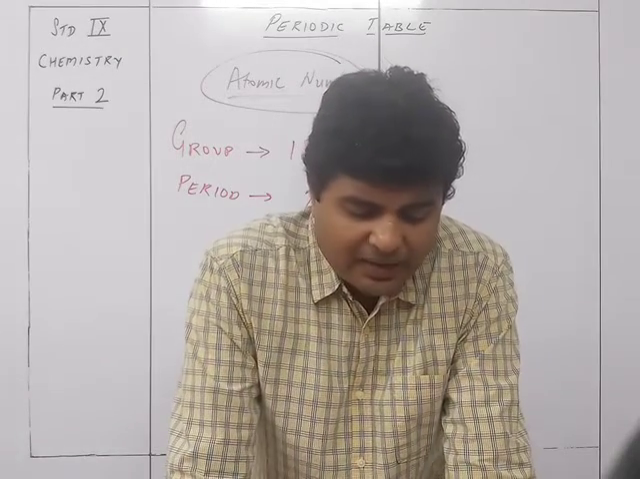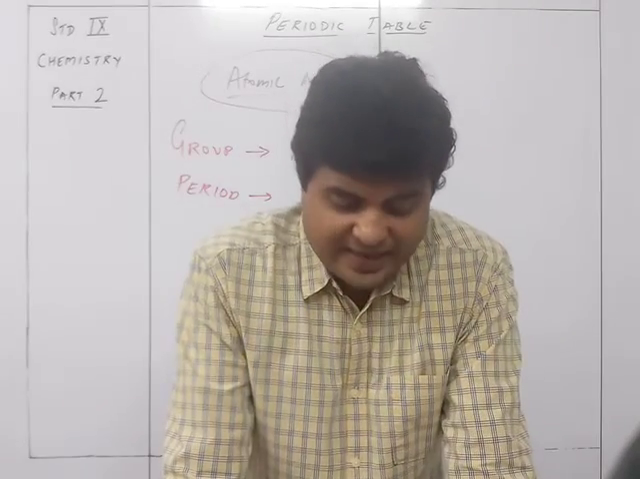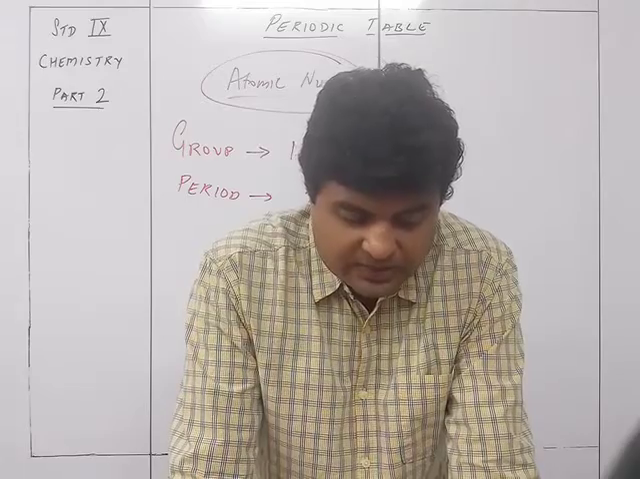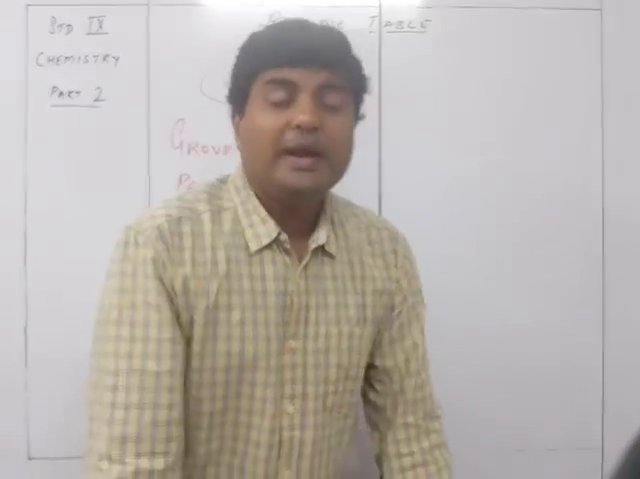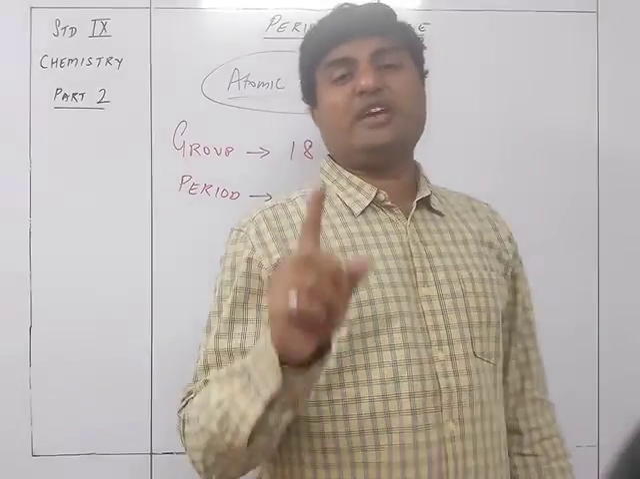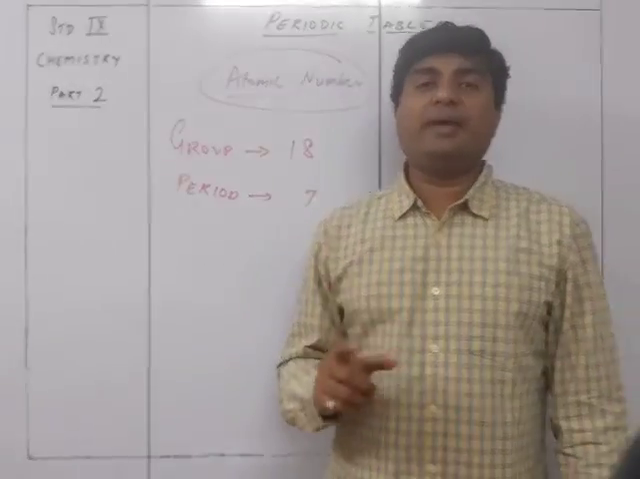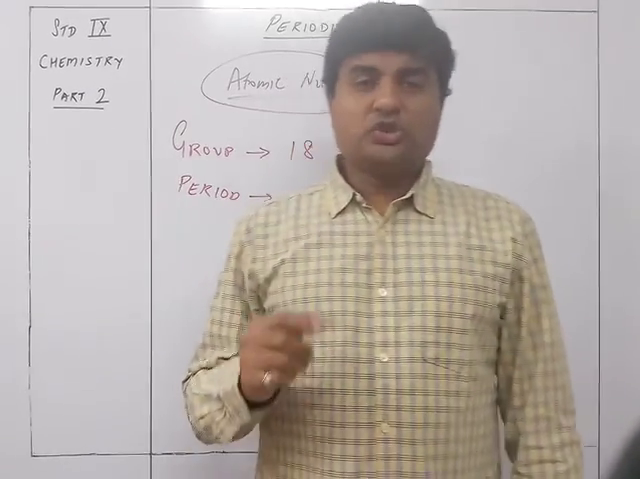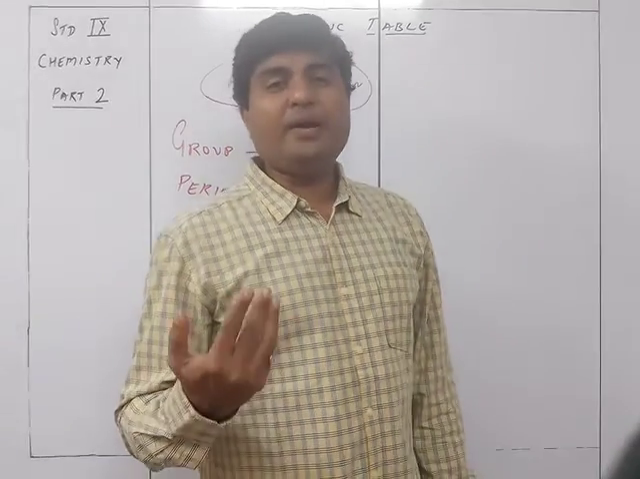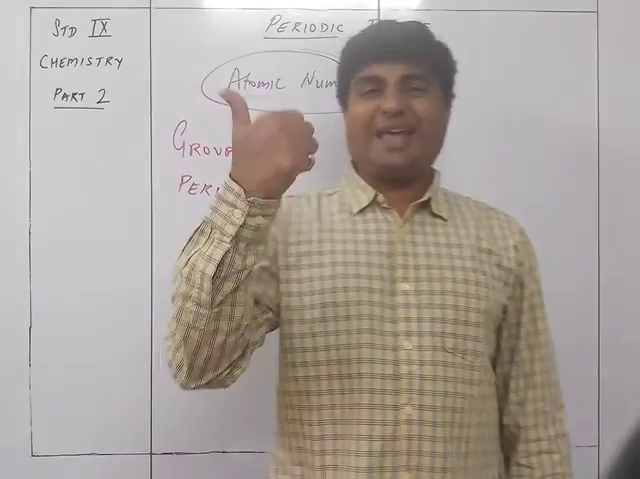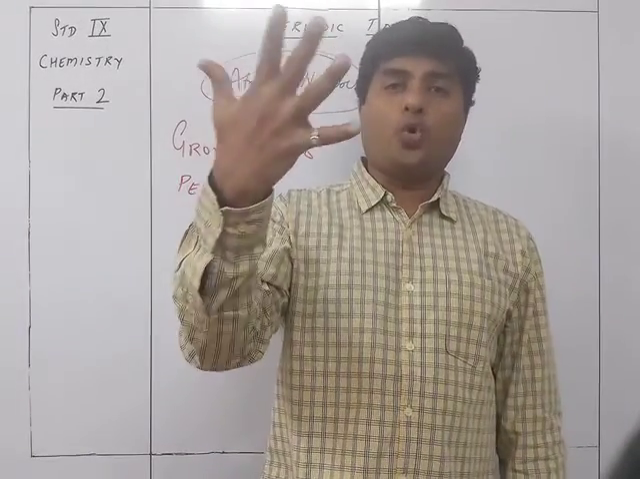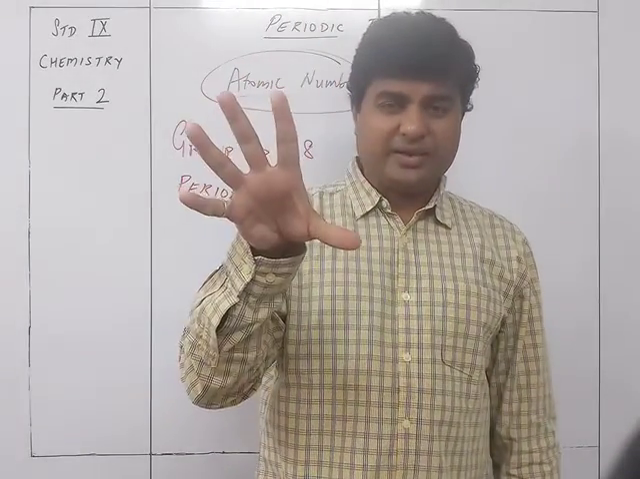The period numbers are period 1, 2, 3, 4, 5, 6 and 7. And what does it signify? What does the period number tell you? It tells you the number of shells the particular element has got. So if I say that one particular element is in period number 5, that means it has got K, L, M, N, O. These 5 shells will be there inside.